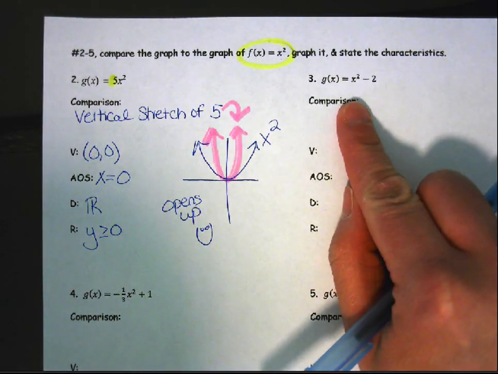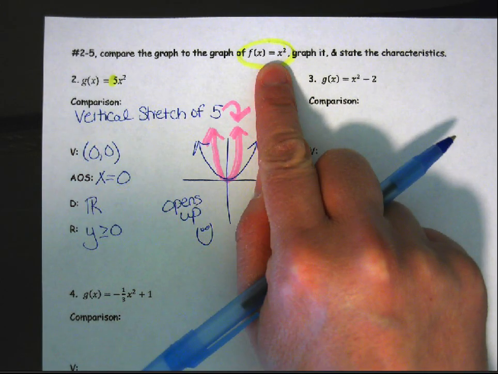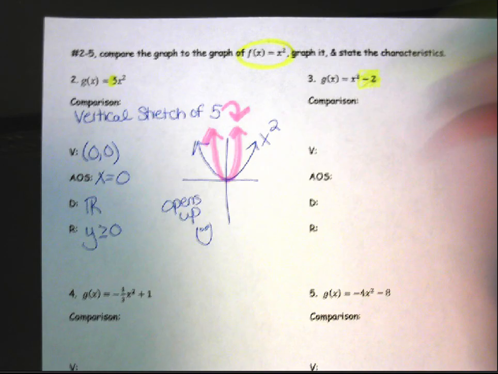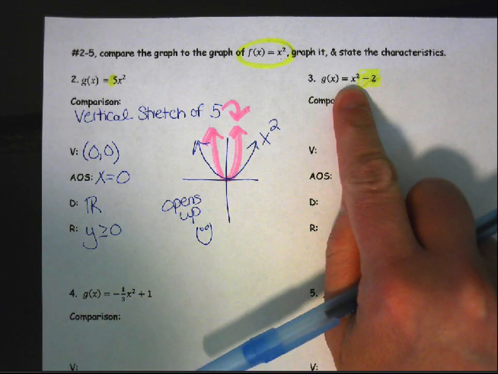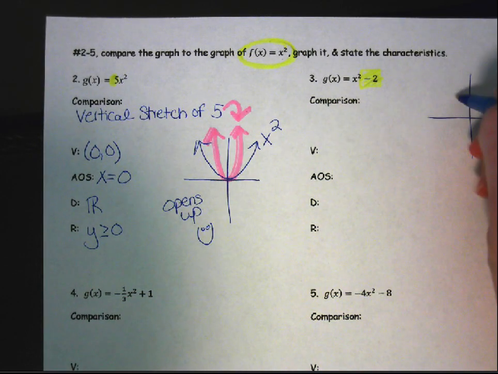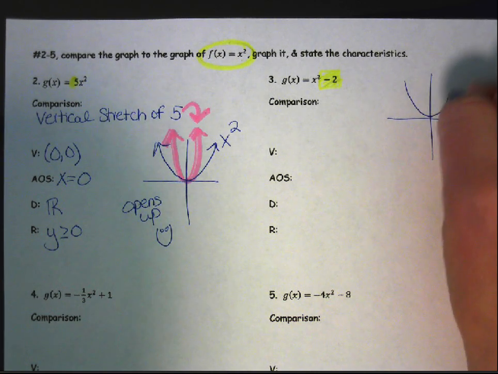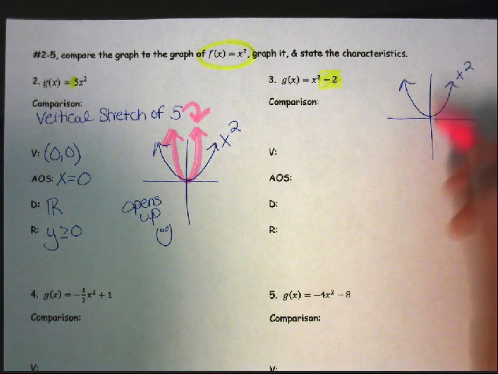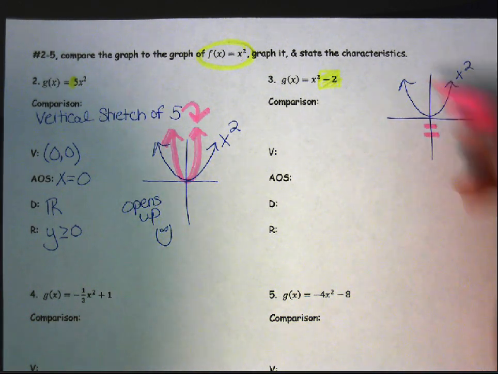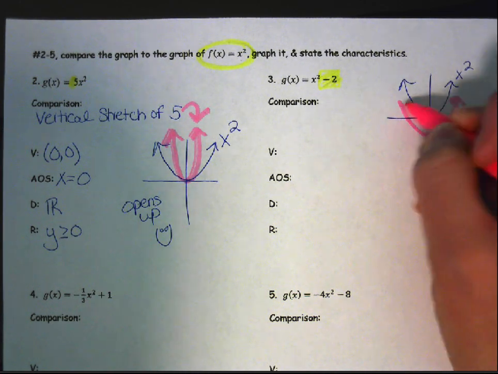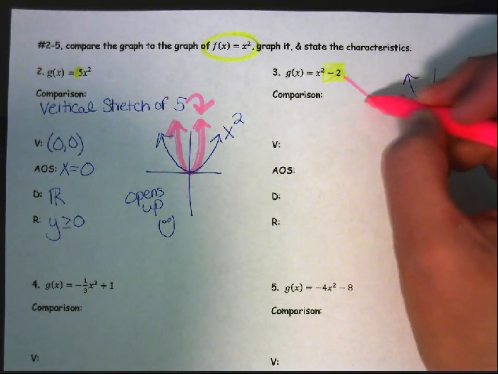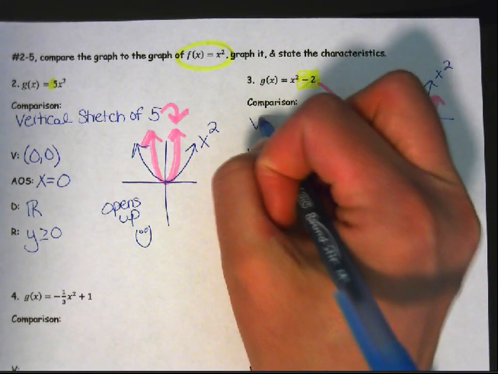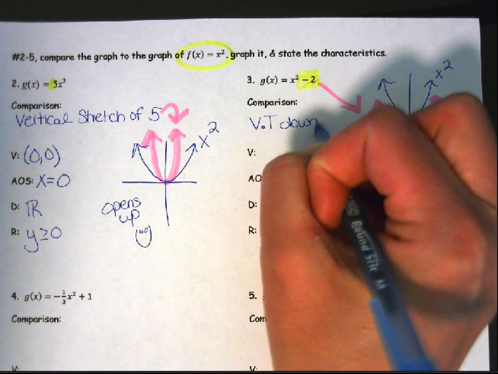All right, number 3. Notice we're still comparing it to the parent. The only thing that changed this time is they put this -2. Notice there's nothing out front. So if you imagine, here's our parent. This -2 just took this graph and went boom, boom. It just moved it down. So it's the exact same opening, but it just moved down. So for our comparison, we would say vertical translation down 2.